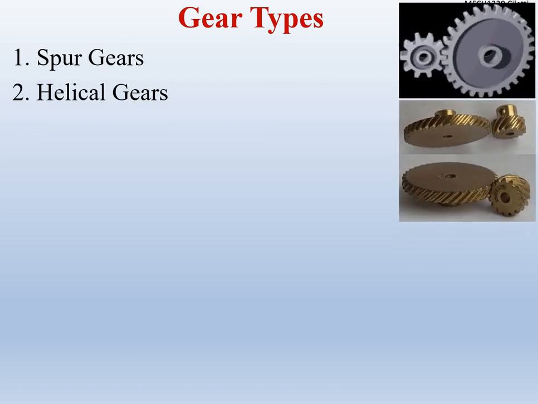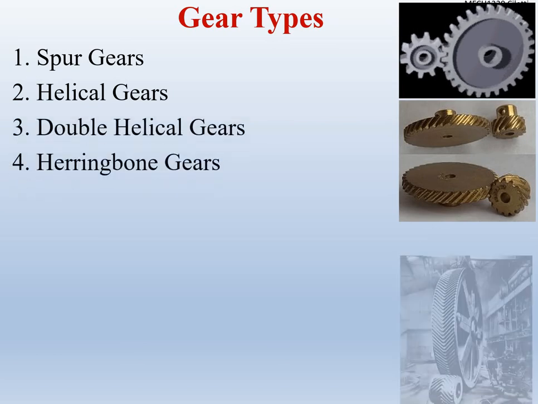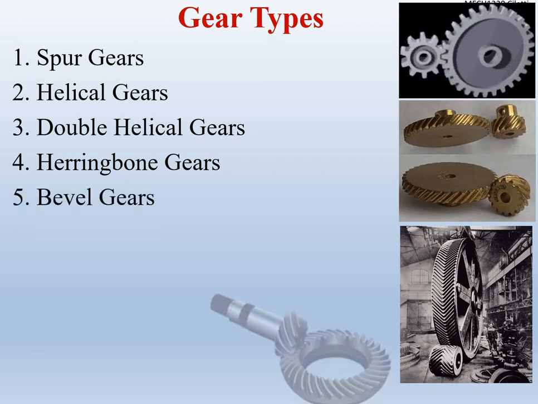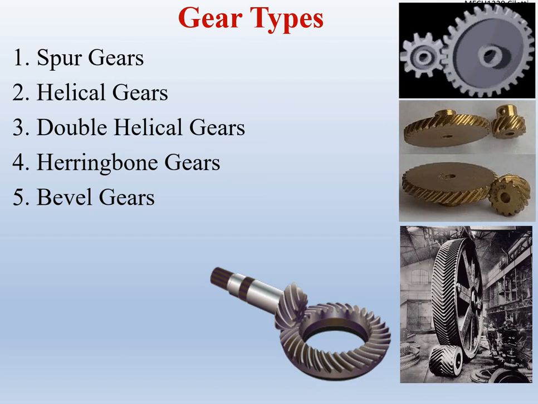Okay, so if you take a look at spur, we're going to get into each one in depth, but I want you to look at the teeth and how they're shaped or what direction they go. So we've got helical gears, double helical gears. Okay, that's a big one. Double helical gears are also called herringbone gears. Notice how there's like a V in the center of those. Okay, there's bevel gears, where we can transfer 90 degrees.